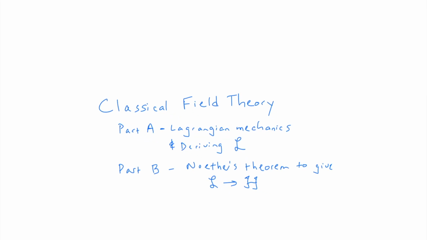Okay, today we're going to talk about classical field theory, and it's a big topic, so I'm going to break it up into two parts. Part A is Lagrangian mechanics and deriving the Lagrangian density, and part B will be on something called Noether's theorem to allow us to derive the Hamiltonian from the Hamiltonian density if we're given the Lagrangian density.